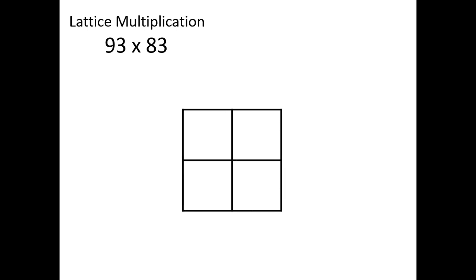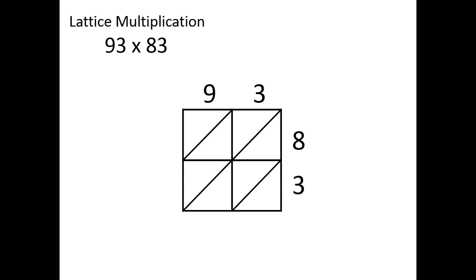Now since this is probably a new method to you, let's try it one more time. 93 times 83. We have a 2-digit number times a 2-digit number, so we'll make a rectangle that has 2 rows and 2 columns. We'll put one of our factors across the top, the other across the side, and draw the diagonals. Remember, the diagonals are separating the place values. Now if we multiply each single digit times each single digit, 9 times 8 is 72, 3 times 8 is 24, 9 times 3 is 27, and 3 times 3 is 9.